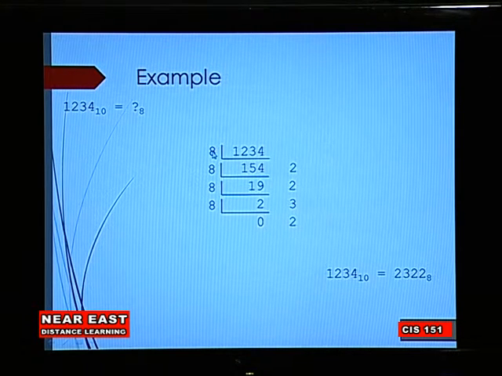So 1234 divided by 8. Again, I'm going to show it to you. 1234 divided by 8 is 154, but the remainder is 2. Again, 154 we divide by 8, we get 19, but the remainder is 2. We keep the remainder. 19 divided by 8 is 2, but the remainder is 3. 2 divided by 8 is 0, and the remainder is 2. We write it from the bottom to the top. So from the bottom to the top, which shows here 2, 3, 2, 2 in base 8, which is octal, as we see here.